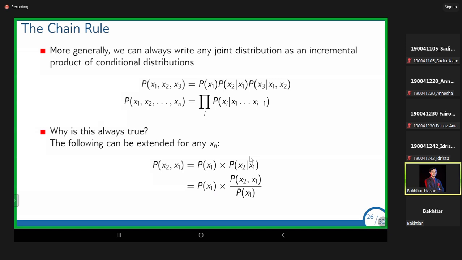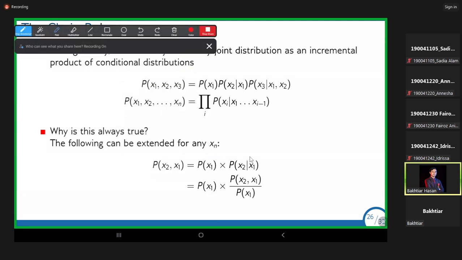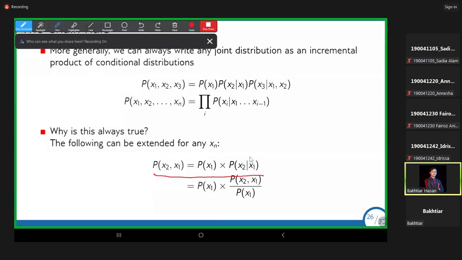Now, why does it work? What do we have here is this one, right? We know this one from the product rule formula. Probability of x2 and x1 is probability of x1 multiplied by probability of x2 given x1. And if I expand this one using the product rule, what do we get? We get probability of x2 and x1 divided by probability of x1. These two cancel out, and we end up with probability of x2 and x1. And we can expand it for 3 variables as well.